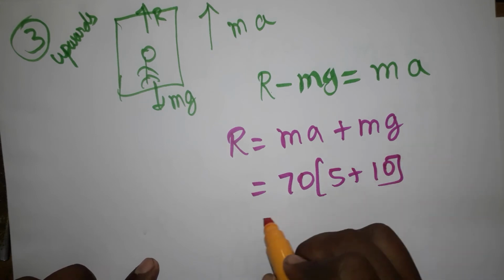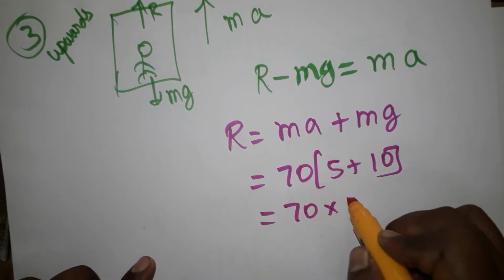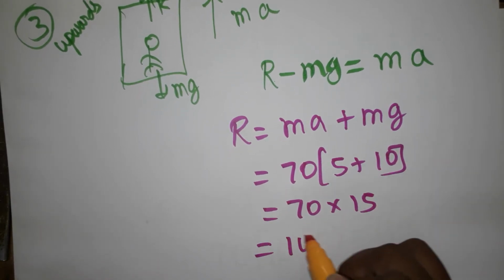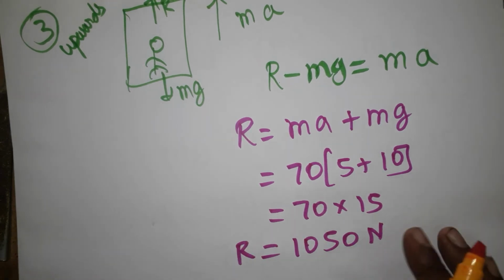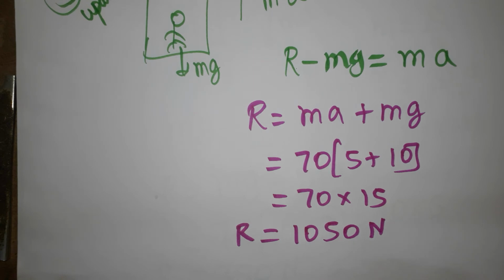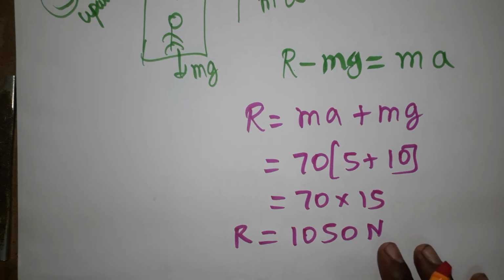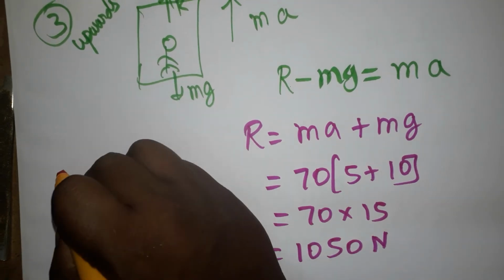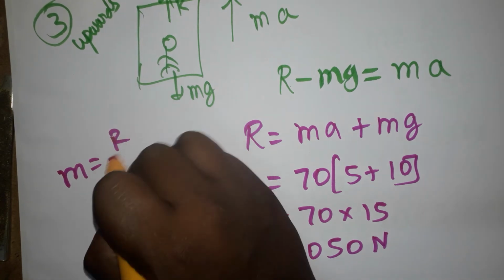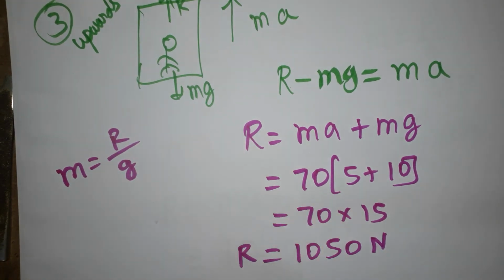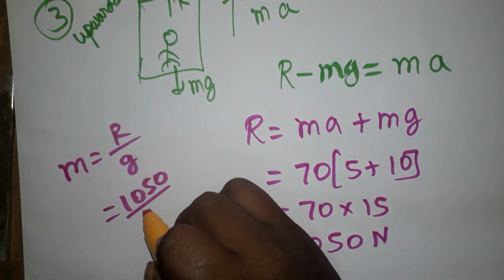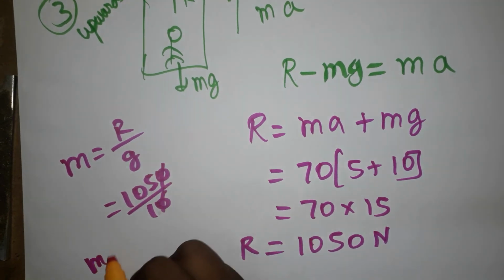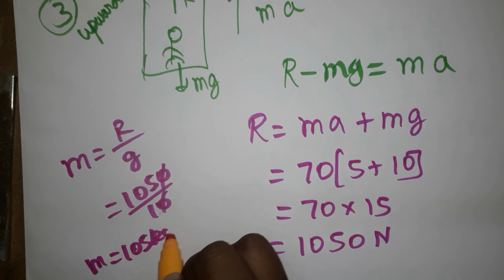m is how much? 70. a is how much? 5. g is how much? 10. So 15 into 70, I will get 1050 Newton. Now apparent weight is going to be increased compared to the actual weight. You will feel more weight because the lift is moving upwards. Now what is the mass? Mass is equal to R divided by g. You have to divide with the gravity, that's it. So 1050 divided by 10, I'll get mass as 105 kg.